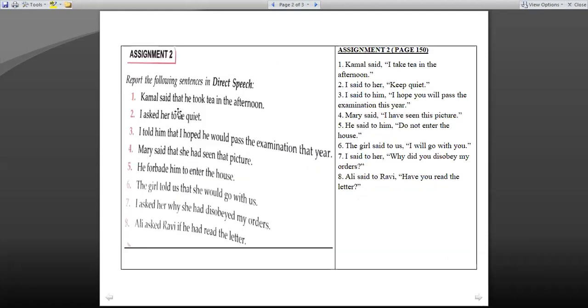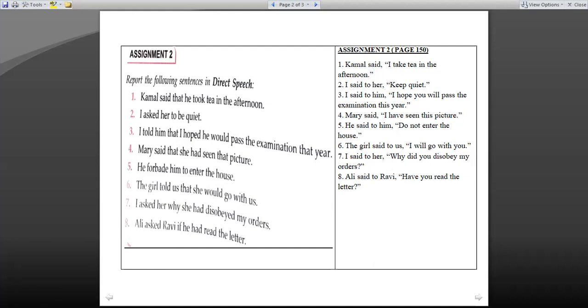Assignment 2. Report the following sentences in direct speech. So this one, they have given an indirect speech and you have to change it to direct speech. Kamal said that he took tea in the afternoon. Answer is, Kamal said, comma, inverted commas begin, I take tea in the afternoon, full stop, and then close the inverted commas.